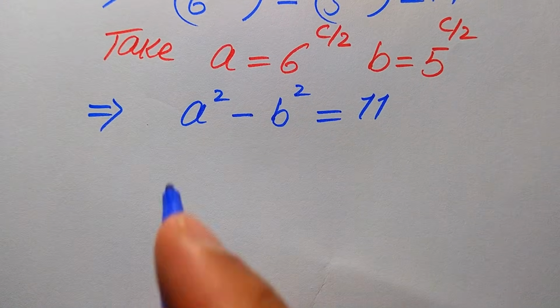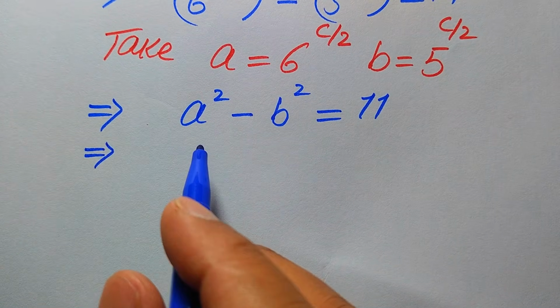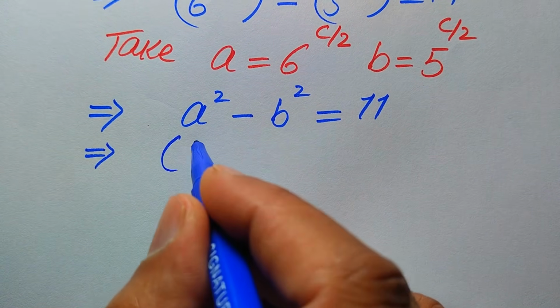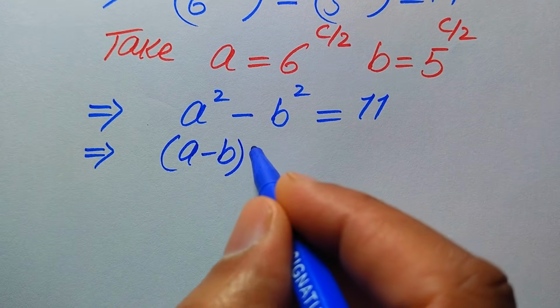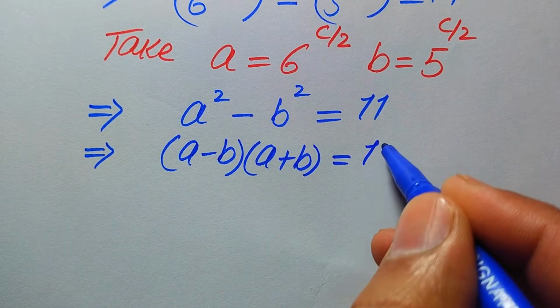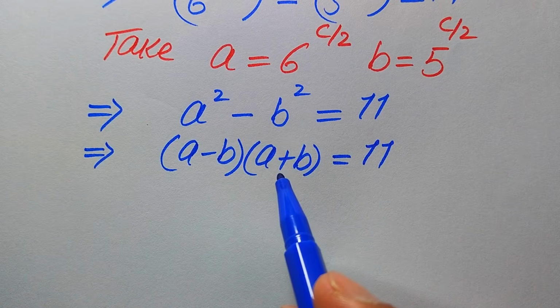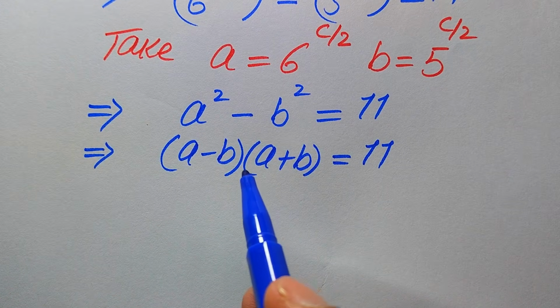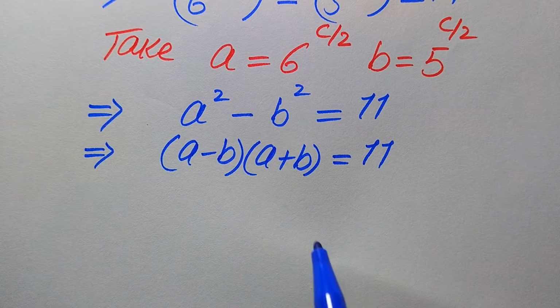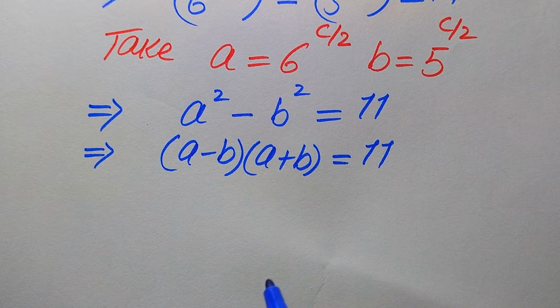And now you see here in the left hand side we get this very famous algebraic formula. We know that a square minus b square is equal to a minus b times a plus b is equal to 11. So here our target is to find the values of c, but for the values of c first we need to find the value of a or the value of b. We need to find any one value of these two terms, and then we move back substitution and we get the value of c.